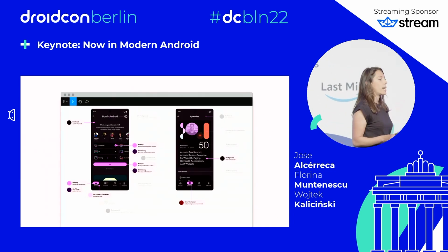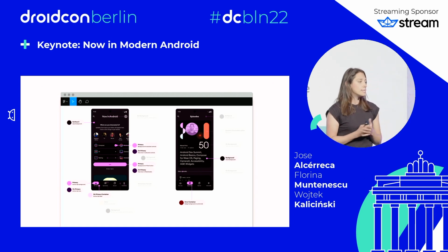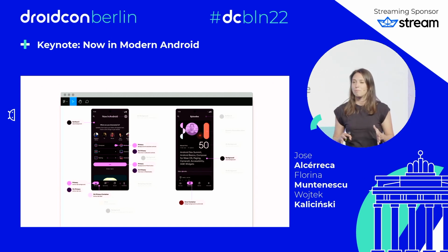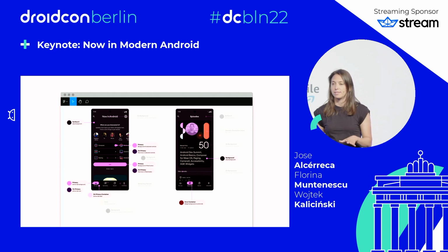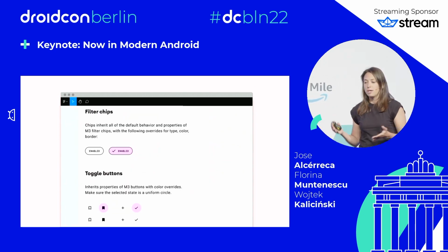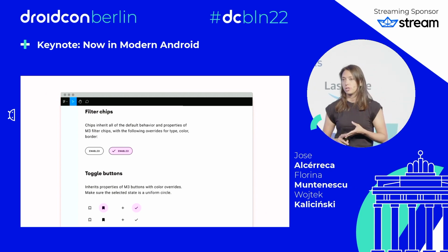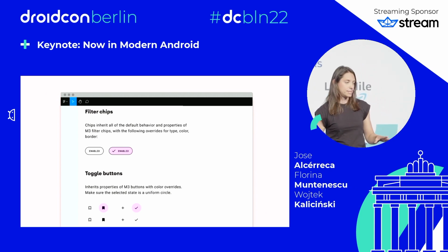The Now in Android app is primarily based on the Material 3 design system, but it customizes some components and uses gradients. So one of these components that's customized is the filter chip. So here we have different type, color, and border. Let's see how we implemented this.